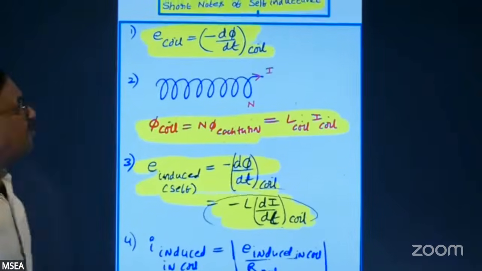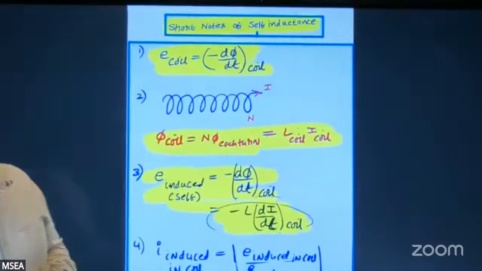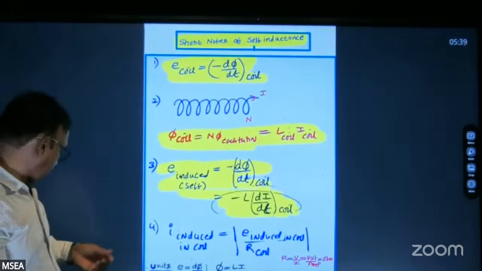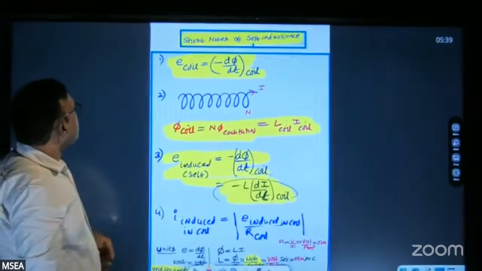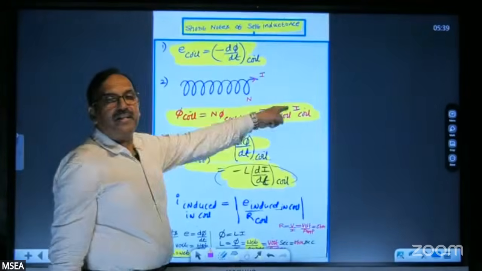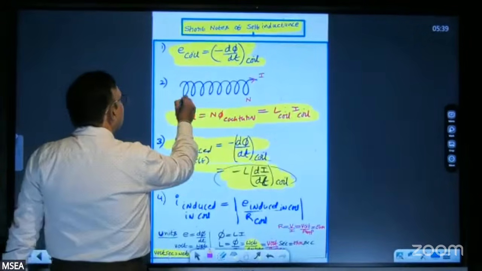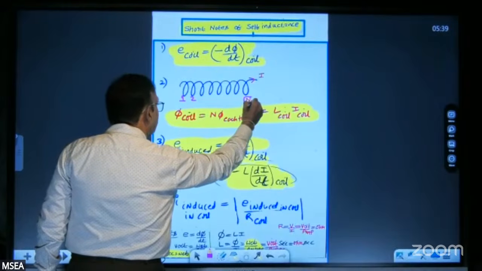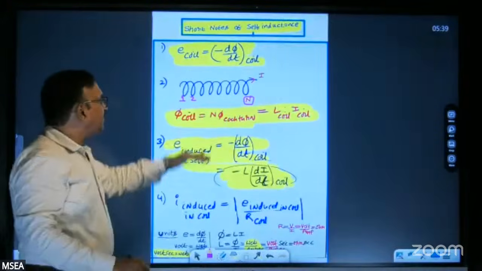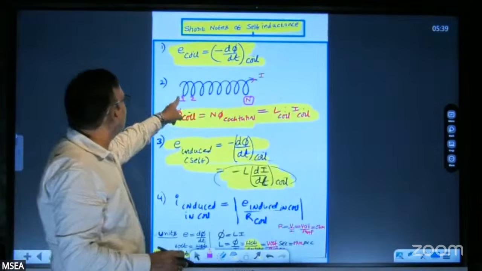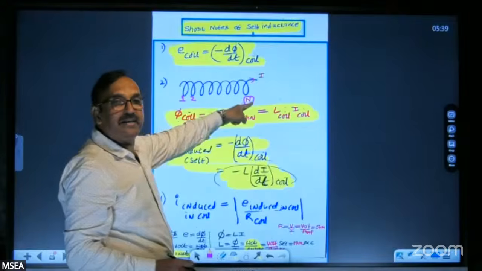Now we are entering into the other concept of this topic, the self-inductance. Suppose there is a coil. This is turn number 1, turn number 2. N number of turns are there. Even in this next subtopic, same beginning. So this is turn number 1, turn number 2, turn number n.